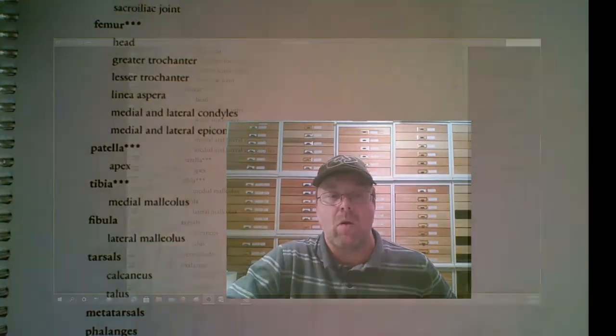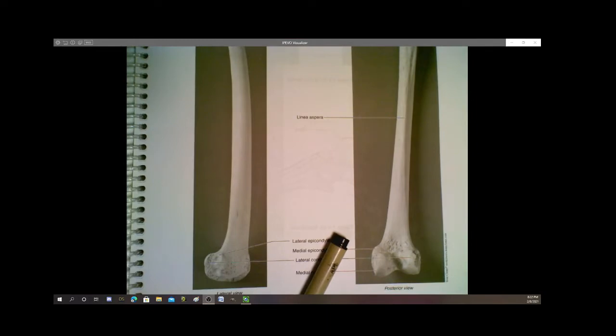Okay, so for this video, we're just going to go through the rest of the leg, and it's very similar to the arm. In fact, the bones of our arms and legs are what we call analogous. They're really the same bones. And so let's start with the femur here. So the femur is your thigh bone, obviously. It's the biggest, strongest bone of your body.